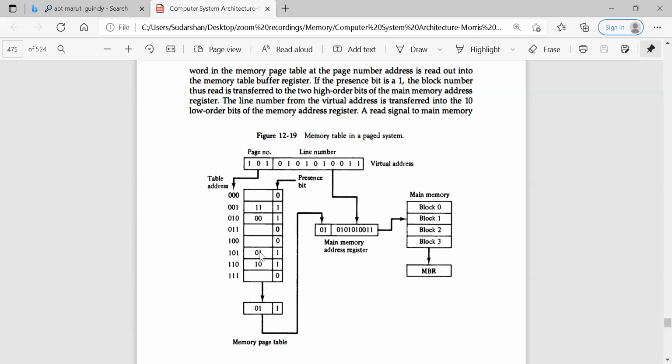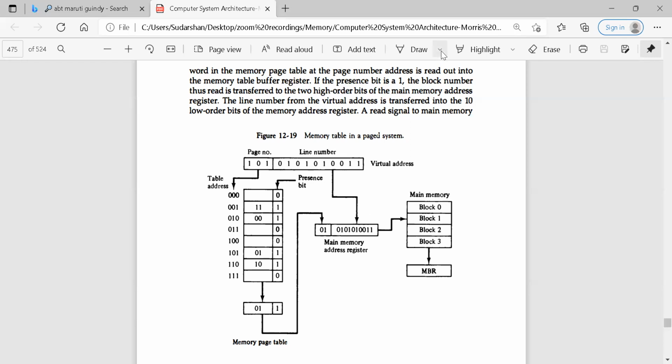What is the block number given here? It is 01. Therefore, 01 is copied onto the memory table buffer register, and the presence bit 1 is also copied. And this becomes your main memory address. The page number 101 is mapped onto the frame number or block number 01. And the remaining least significant 10 bits, starting with the values 0101010011, remain the same. We normally call this the offset. See here, this remains the same.